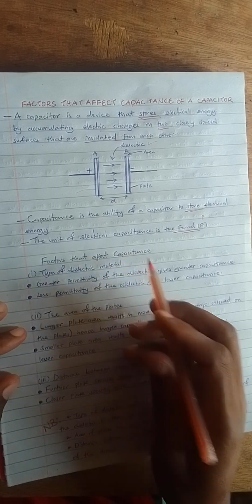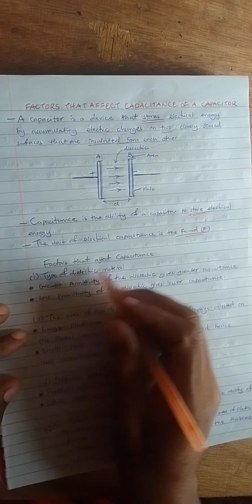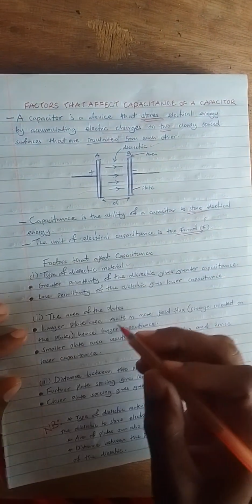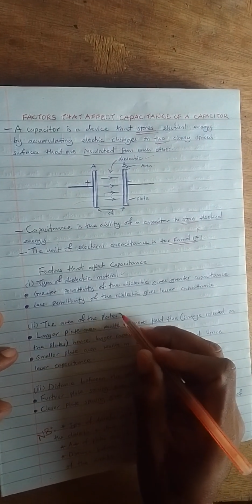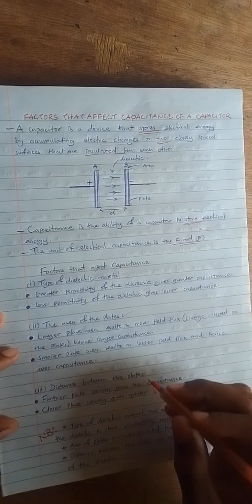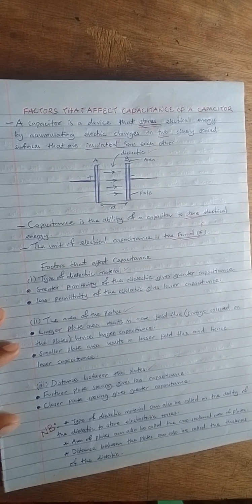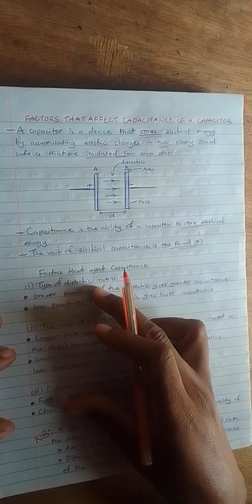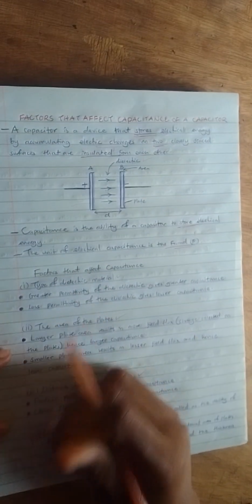Now, the factors that affect capacitance, we have three factors here. The first factor is the type of dielectric material. The second factor is the area of the plates. The third factor is the distance between the plates. With these factors, we shall be focusing on the diagram here.